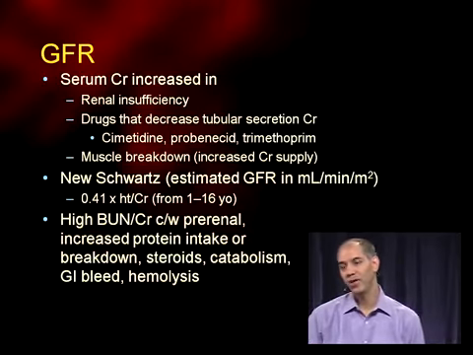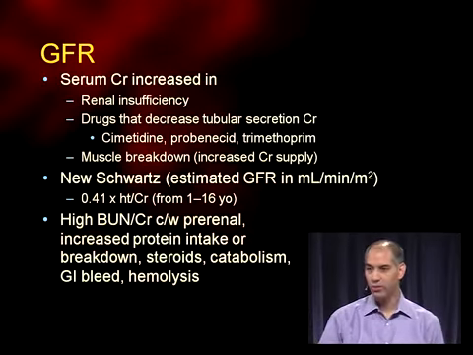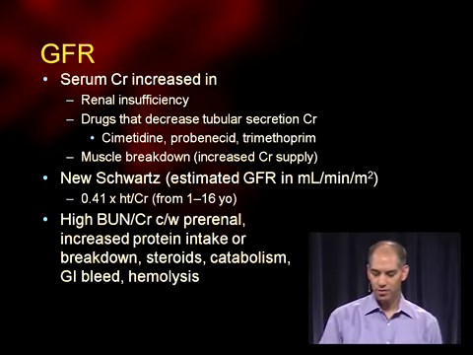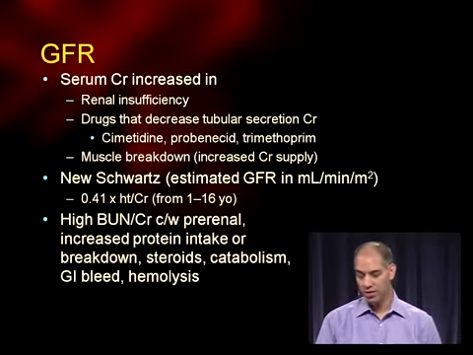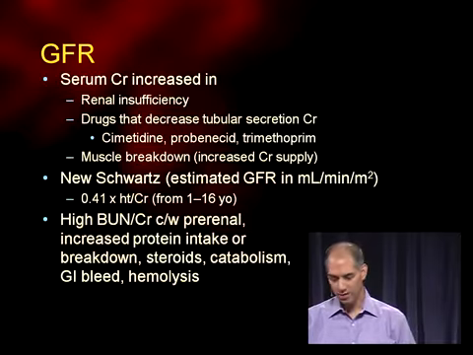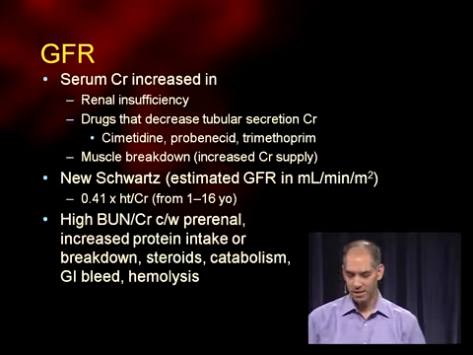The last thing I'll say about GFR, things that give you a high BUN to creatinine ratio. The classic that we all remember is pre-renal or volume depletion. But there are some others that can trip you up. So increased protein intake or increased protein breakdown catabolism. You mostly remember GI bleeding can cause a high BUN to creatinine ratio, and then hemolysis is the other.